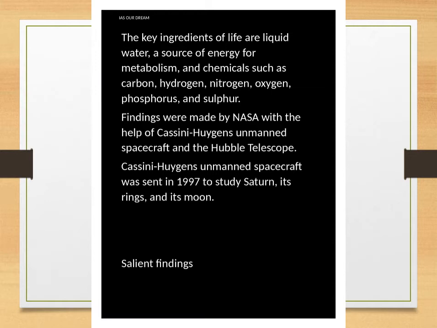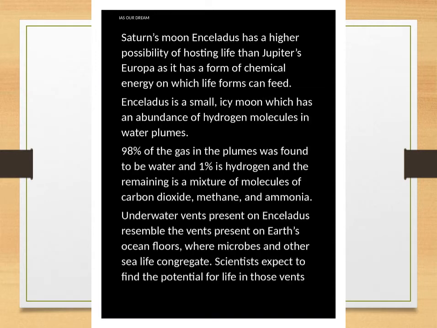So what were the salient findings of NASA? They found that Saturn's moon Enceladus has a higher possibility of hosting life than Jupiter's Europa. It found that the chemical energy on which life forms can feed was found on Enceladus. Enceladus is a small icy moon which has an abundance of hydrogen molecules in water plumes. So water plumes were found there, as they are found on Earth. 98% of the gas in these plumes was found to be water and 1% is hydrogen, and the remaining is a mixture of molecules of carbon dioxide, methane and ammonia.